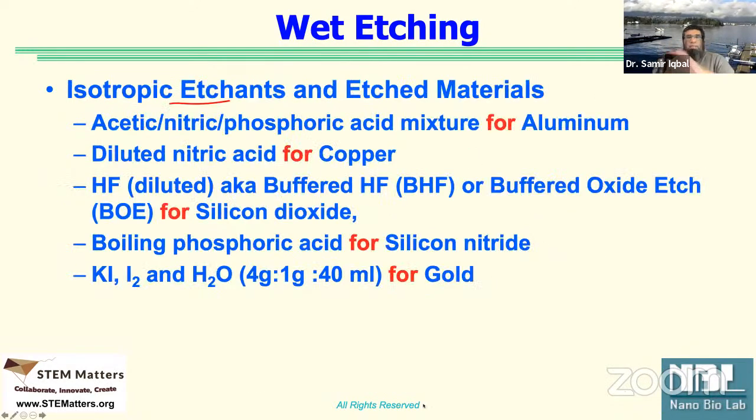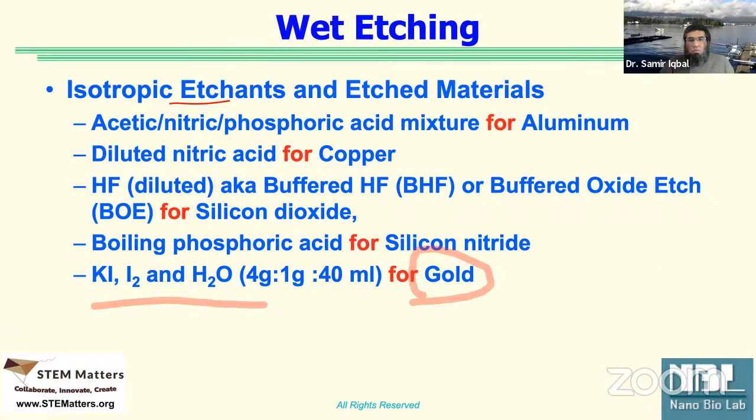So just a couple of examples. A mixture of phosphoric, acetic, and nitric acid can etch silicon, can etch aluminum. And if you didn't know, we have always known that gold is a noble element. It cannot be etched, but there is a way of etching that also. But this is a very, very reactive combination of solutions that we use to etch gold, right? All right.